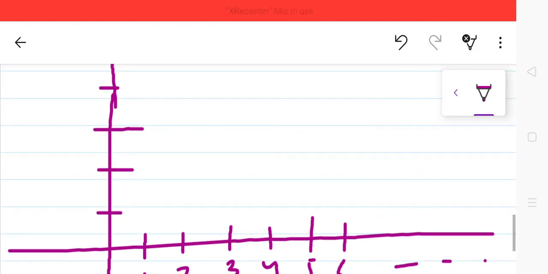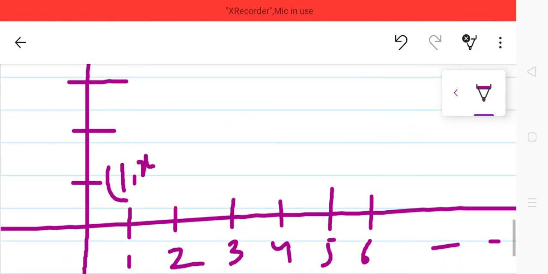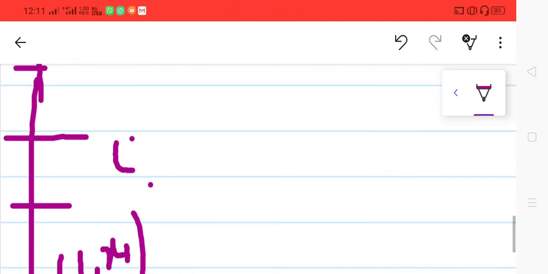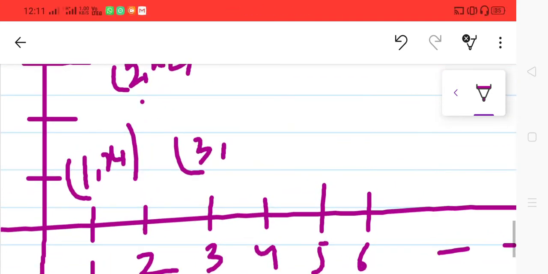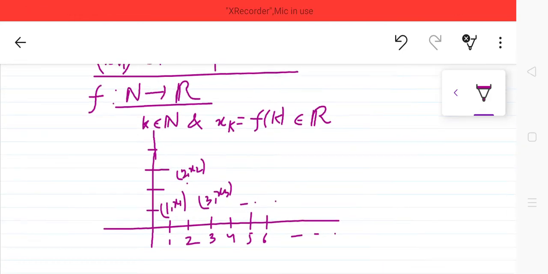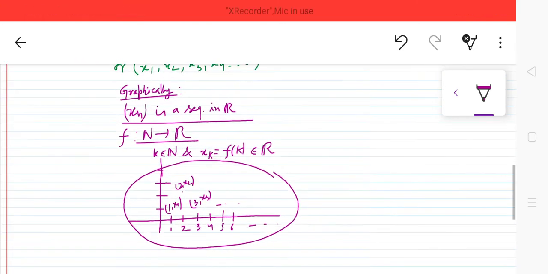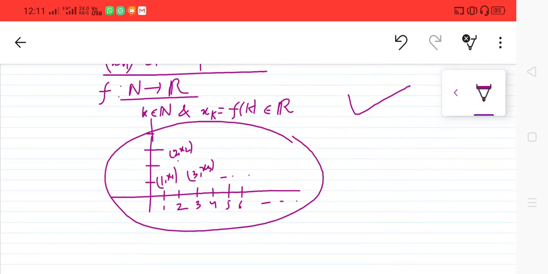So f1 is something here. You can represent 1 comma x1. You can map 2 comma x2. Like this, you can map 3 comma x3, and so on. So this is the whole thing. That is the representation of a sequence in R. Okay, that's it, and that is the idea.